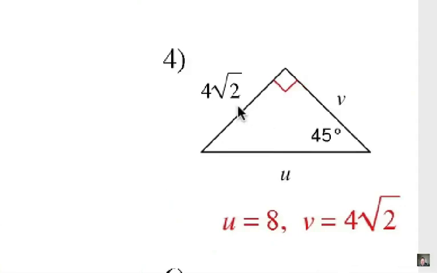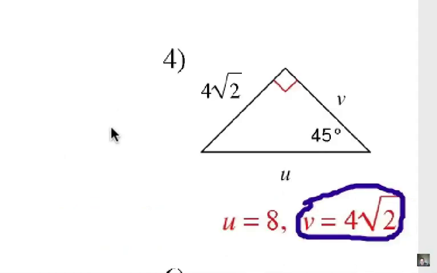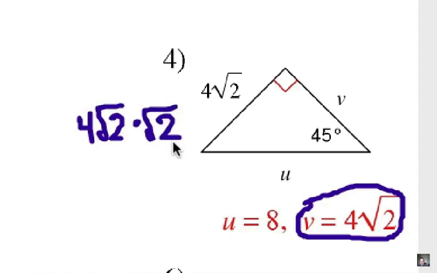Notice that the leg is labeled 4 radical 2, so this other leg, v, must also be 4 radical 2. Now to get the hypotenuse u, we're going to take 4 radical 2, which is the leg, and we're going to multiply it by radical 2. The hypotenuse is always radical 2 times longer. So radical 2 times radical 2 is radical 4, and the square root of 4 is 2.